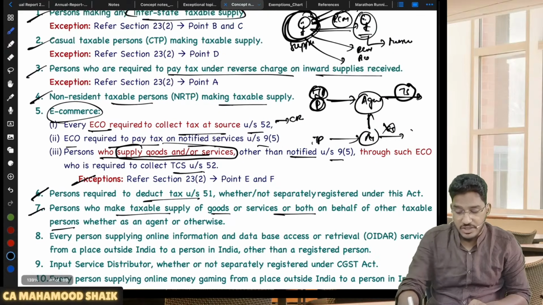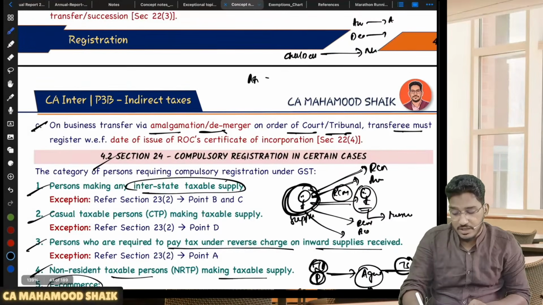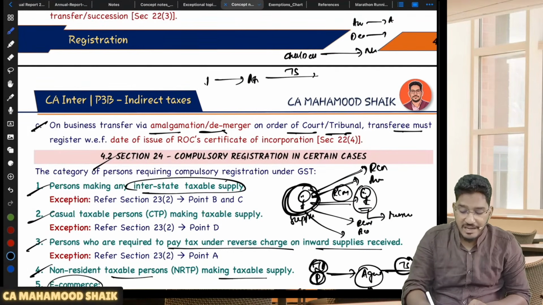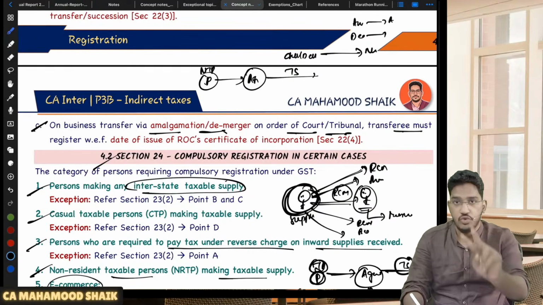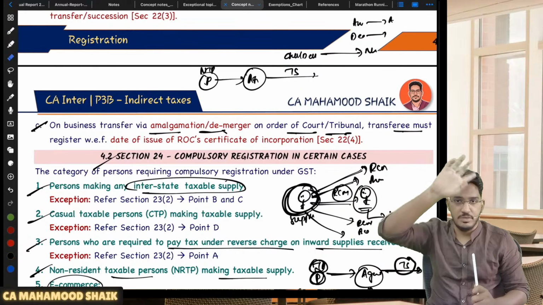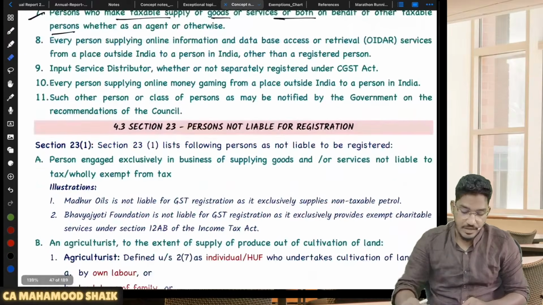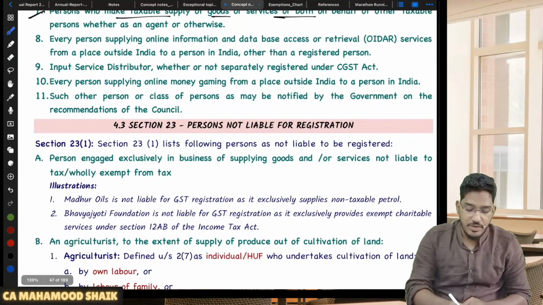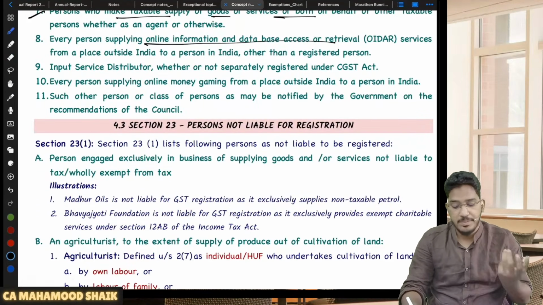Let us say you are an agent. Let me put it this way. You are an agent. You are making a taxable supply on behalf of a principal. Principal is not a taxable person. Will you be liable for compulsory registration? No. Two conditions must be fulfilled. You are an agent making a taxable supply on behalf of your taxable principal. Then only compulsory registration.